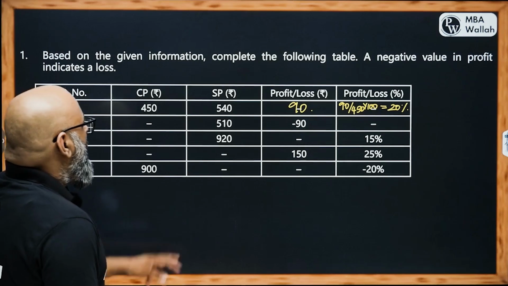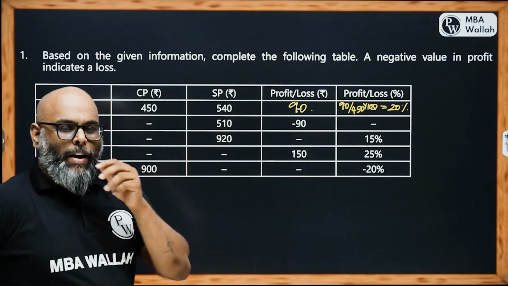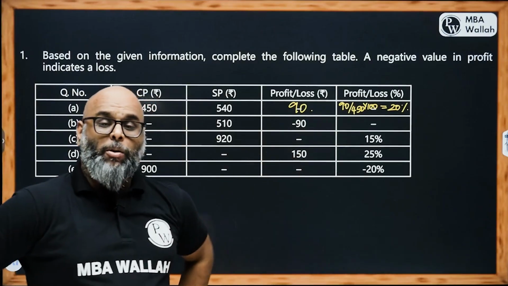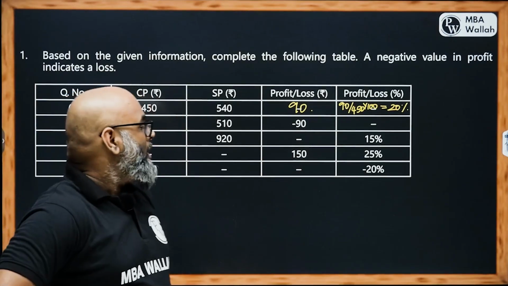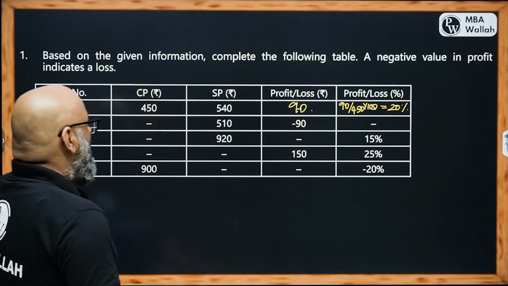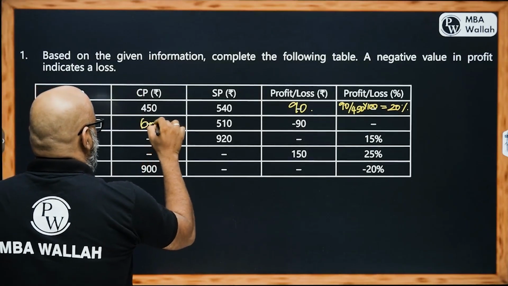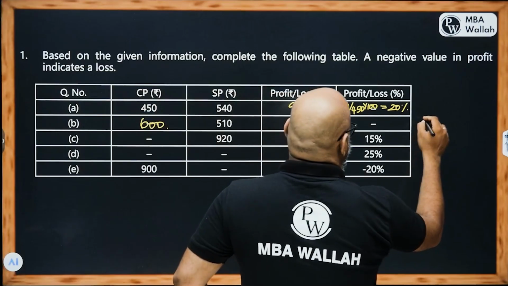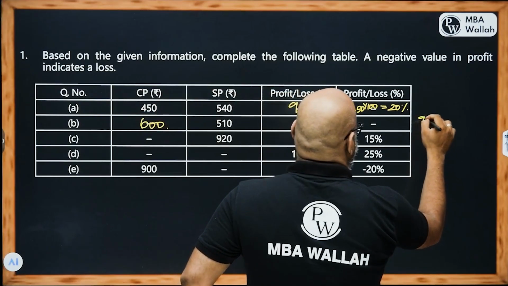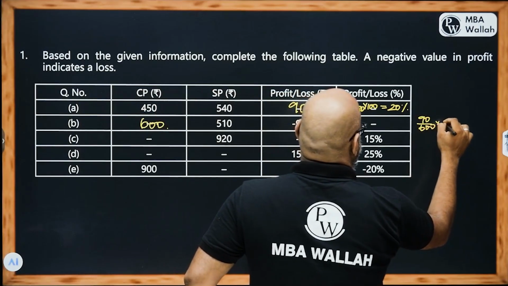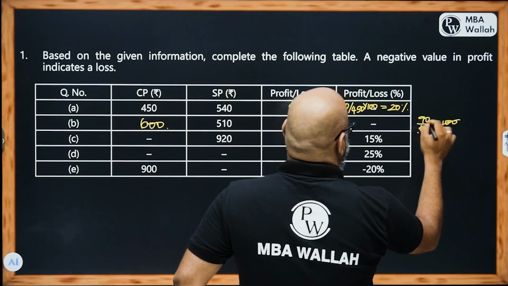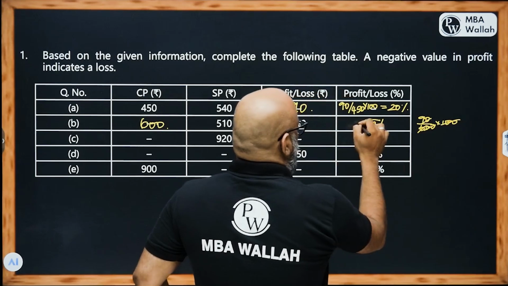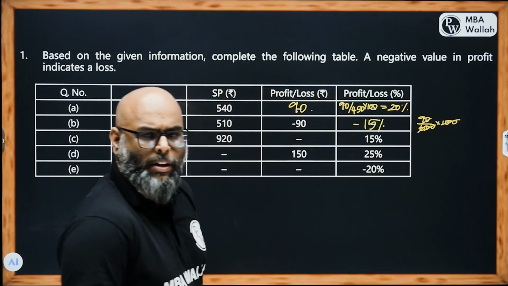When you look at the second one, you have selling price as 510, and then you notice there is loss of 90 rupees. When you see there's a loss of 90 rupees and selling price is 510, I can say my cost price is 600. What will be the loss percentage then? Your loss is 90 rupees from 600 into 100. Cancel it off, you get 15%, but it is a loss, so minus 15% it is.